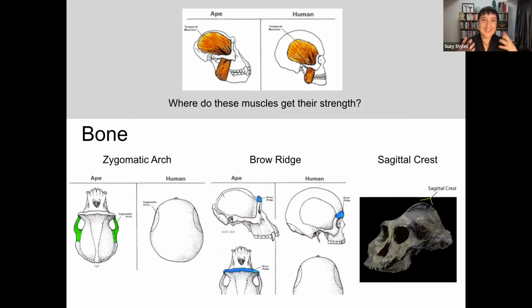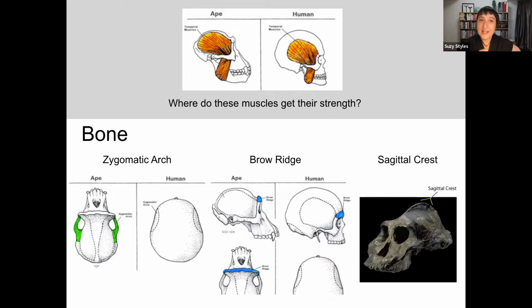Let's take a look at the relationship between muscles and bones. We've talked already about the zygomatic arch. This is a feature that you may have spotted as being different between the ape that is drawn on the left and the human that is drawn on the right.